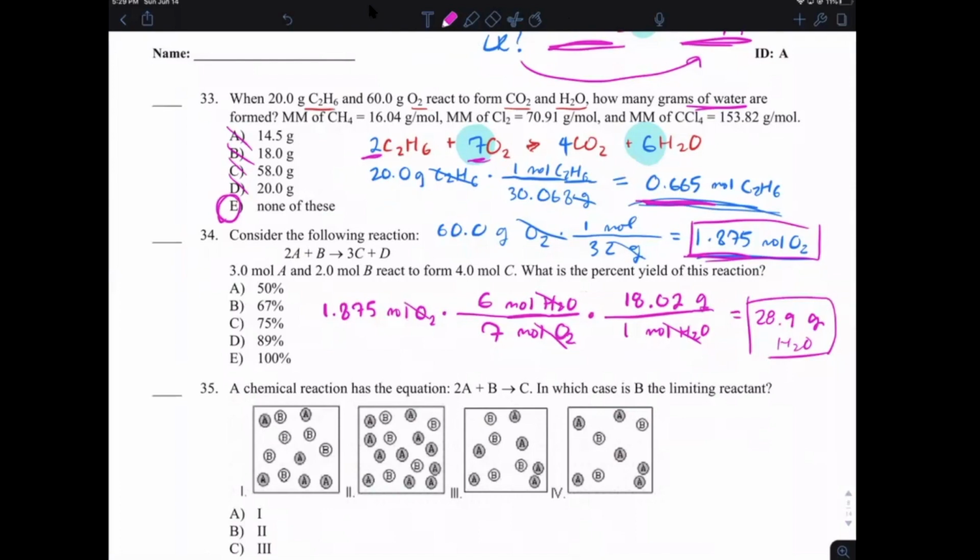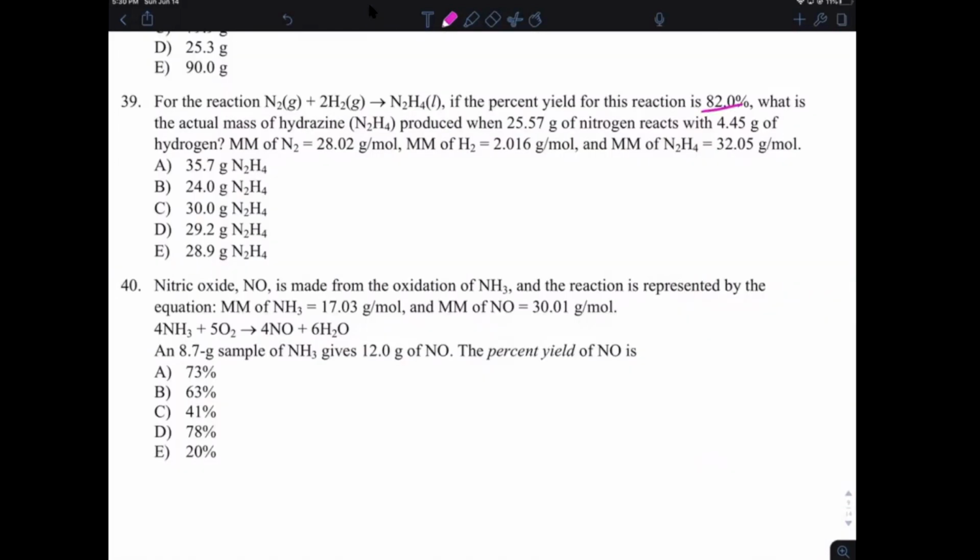Okay, 39. Okay, so here we're told what the percent yield is, and it's asking us what's the actual mass that's produced. All right, so again, we're given the equation. And we're also given grams nitrogen and then grams hydrogen.